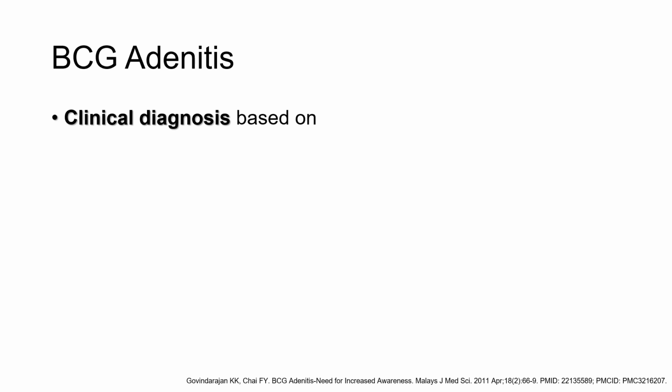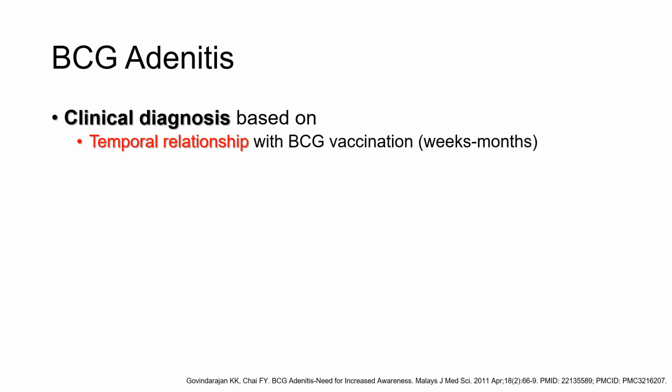So this is clinically diagnosed, and it is based upon the temporal relationship with BCG vaccination, which is seen weeks to months after the BCG vaccination. That means weeks to months after giving the BCG vaccination in the left arm, deltoid, the BCG adenitis appears. So there is a temporal relationship, cause-effect relationship. Second thing is, it is on the same side as the BCG scar. BCG adenitis is never seen in the right side. It is always seen in the left side.